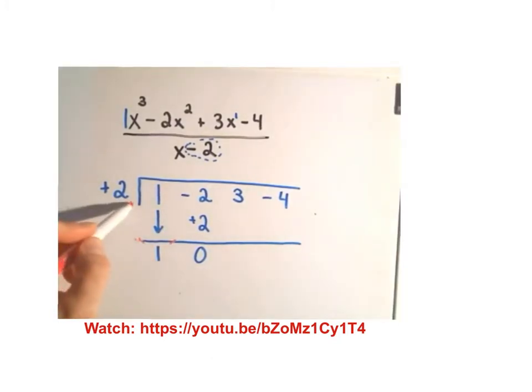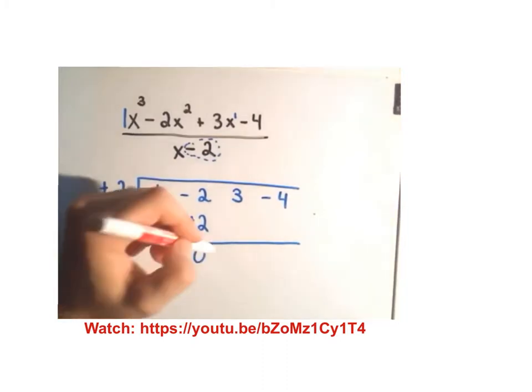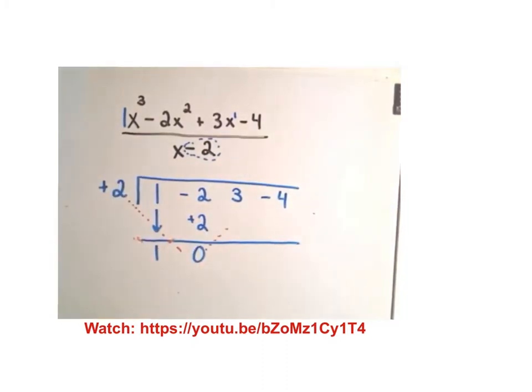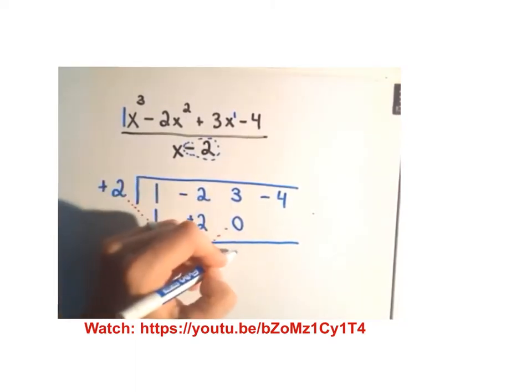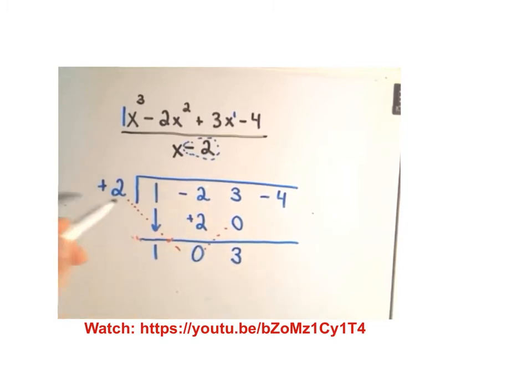Now we take positive 2 times 0, multiply it by 0, take that number, and stick it in the next column. Combine the numbers, and you just keep going. 2 times 0 is just going to give us 0. So if we add 3 and 0, those combine to give me positive 3. And now we start all over again.